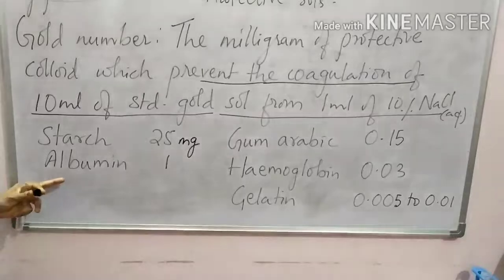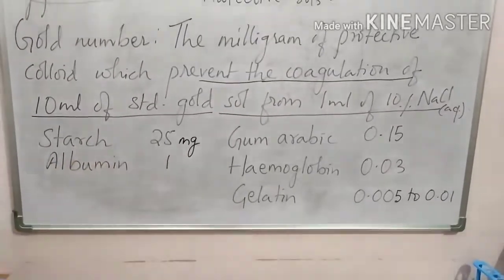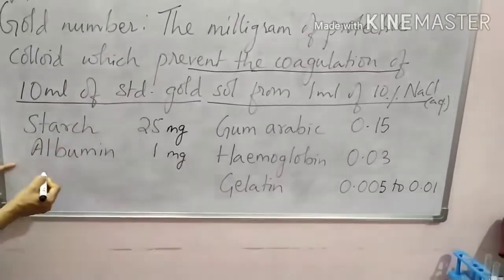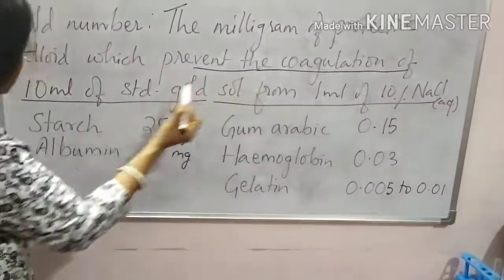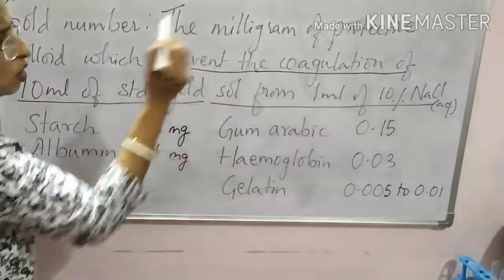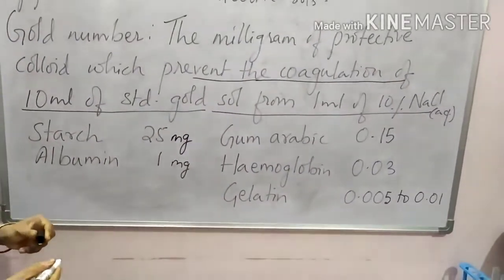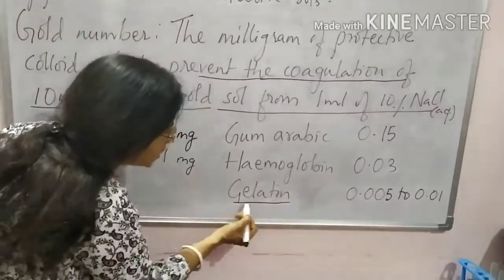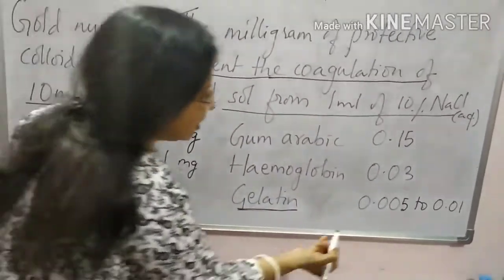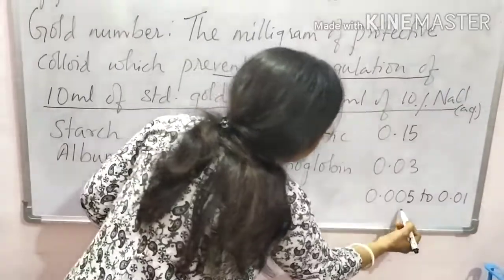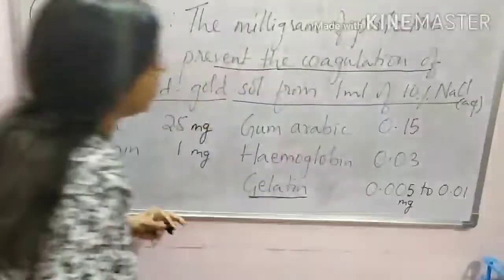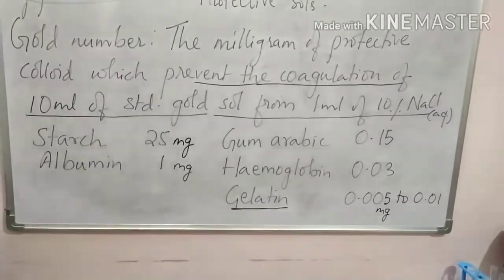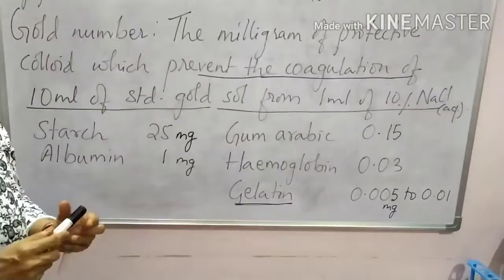Then gold number of albumin is 1. That means what? 1 milligram of albumin can prevent the coagulation of 10 ml of standard gold sol from 1 ml of 10% NaCl. So the best protective colloid is gelatin. Hardly we need 0.005 milligram to prevent the coagulation of 10 ml of standard gold sol from 1 ml of 10% NaCl solution.